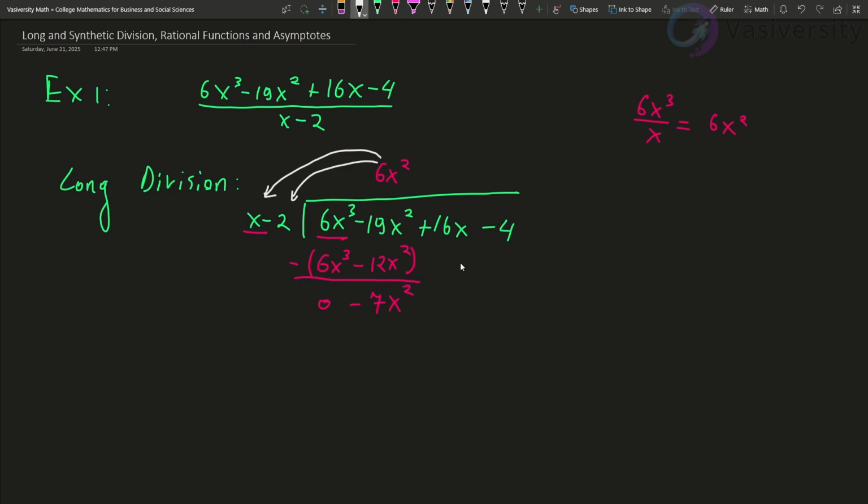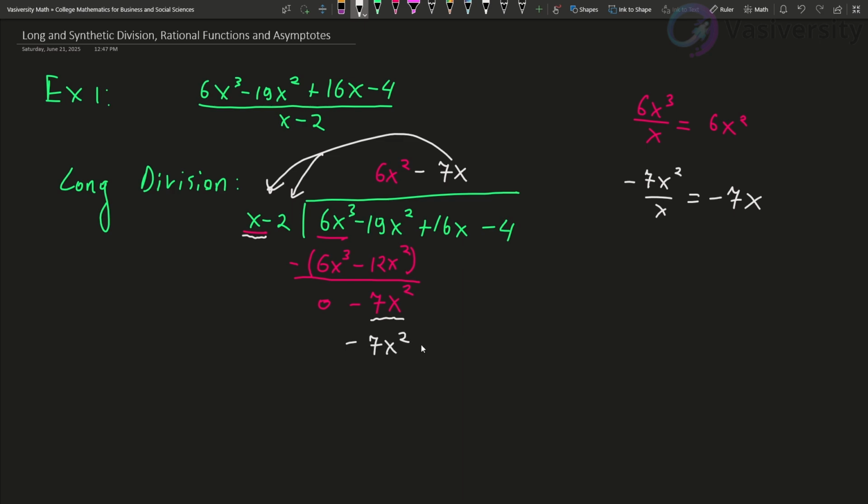Now we're moving on to the other line. We have negative 7x squared. We take this and divide it again by the first term. Negative 7x squared divided by x is equal to negative 7x. So we put it here, minus 7x, and perform the same thing. We multiply negative 7x by x, and then by negative 2. Negative 7x times x is negative 7x squared, and negative 7x times negative 2 is positive 14x.